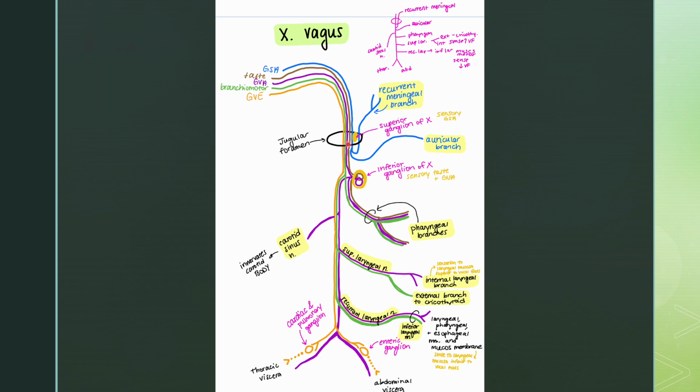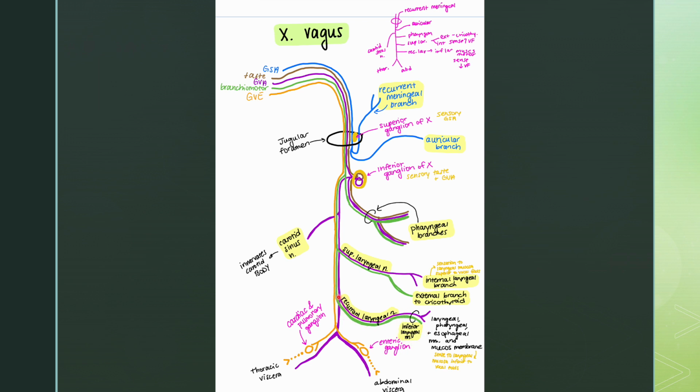So to recap that, we had the recurrent meningeal branch going back up and through, and the auricular branch going off, and those are both the somatic sensory. We go down past the inferior ganglion. We have first the pharyngeal branches coming off. Then we have the superior laryngeal nerve, which gives external and internal branches. Then we have the carotid sinus nerve somewhere between those. And then we have the recurrent laryngeal nerve, which becomes the inferior laryngeal nerve.